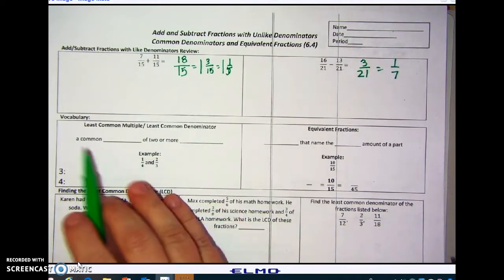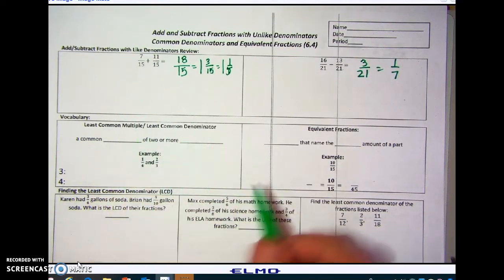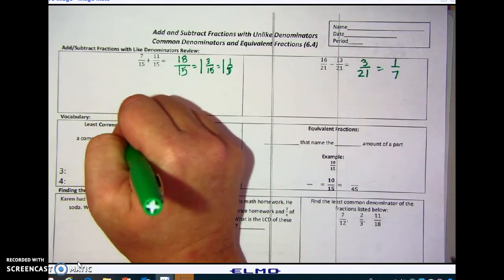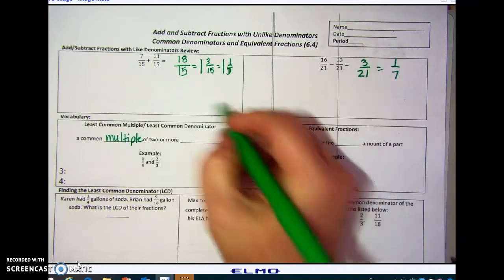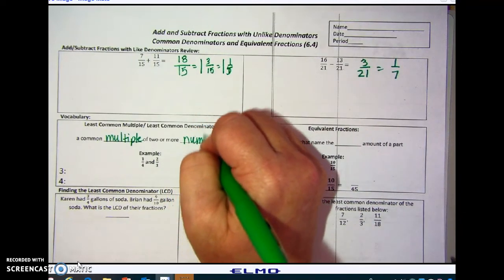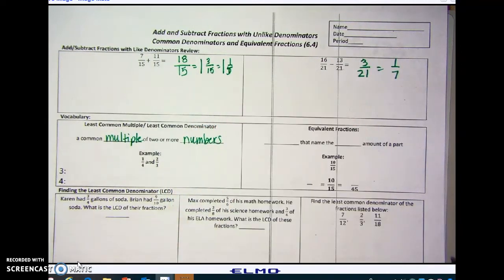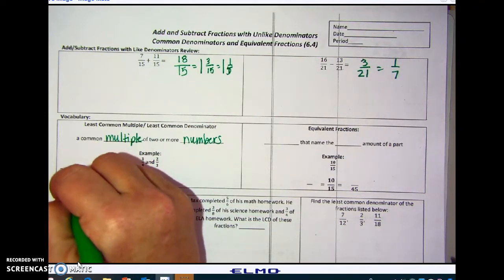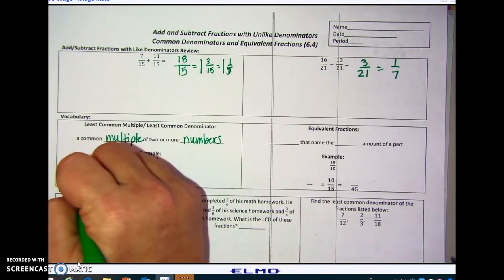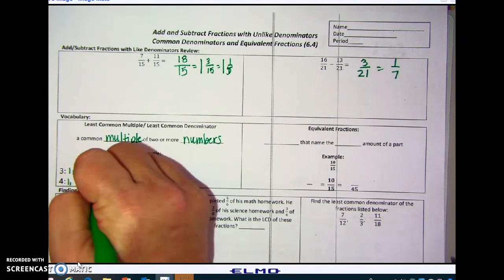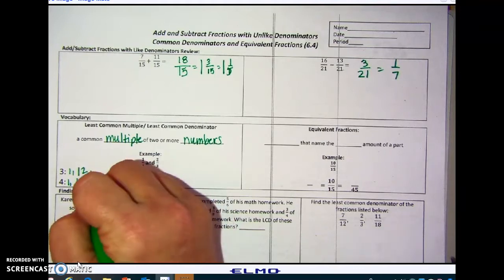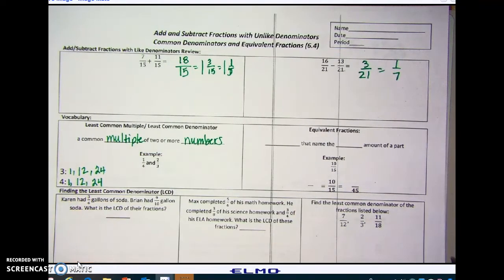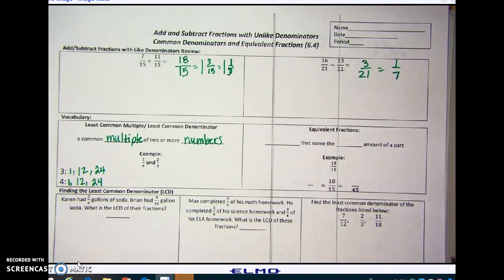I'd like to look at your least common multiple and least common denominator. A common multiple of 2 or more numbers. Okay, so I can look and see what are common multiples of 3 and 4. Well, they have 12. Let's see, what else do they have? They have 24. You see how that works, and so on.